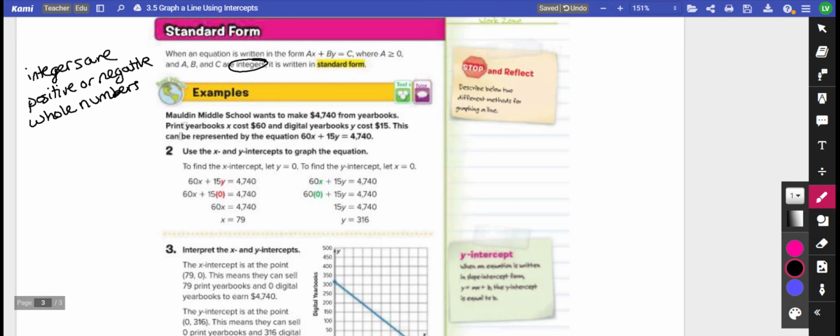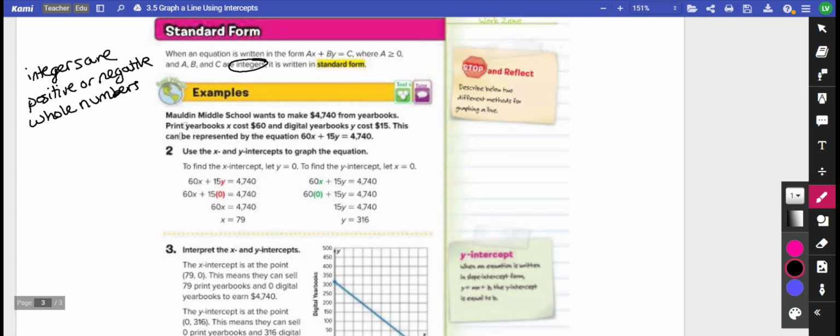Example. Modding Middle School wants to make $4,740 from yearbooks. Print yearbooks cost $60 and digital yearbooks cost $15. This can be represented by the equation 60x plus 15y equals 4,740. So example 2, we're going to use the x and y intercepts to graph the equation.